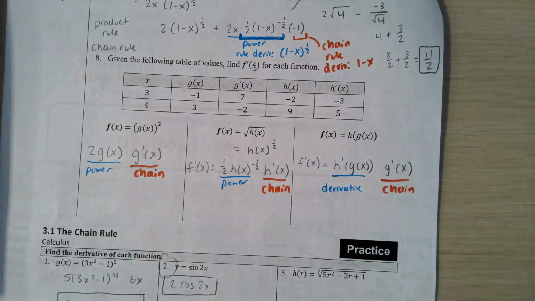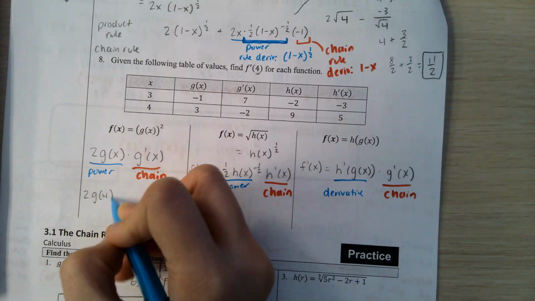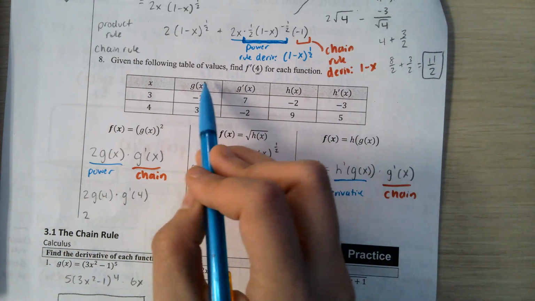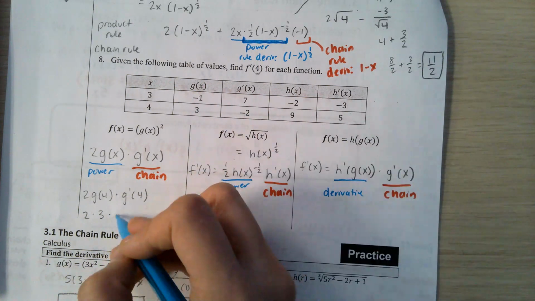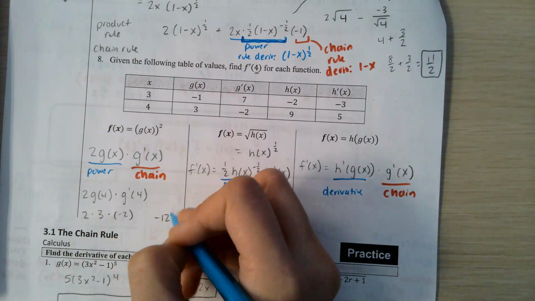All right, and then we just get to plug it in. So 2g of 4 times g prime of 4. So that's 2. G of 4 is 3. G prime of 4 is negative 2. So 2 times 3 is 6 times negative 2 is negative 12.